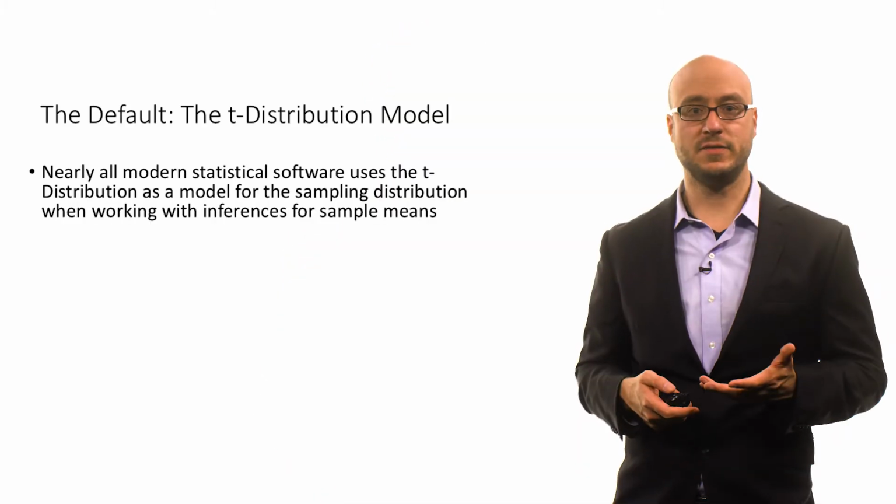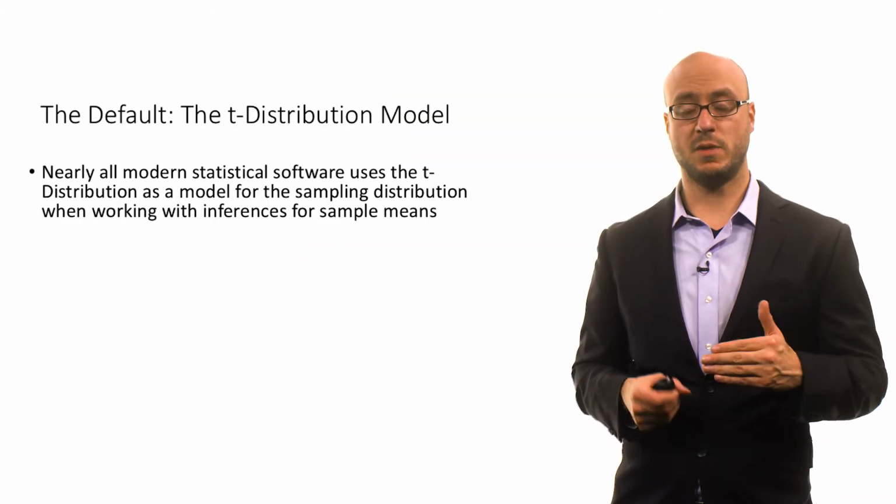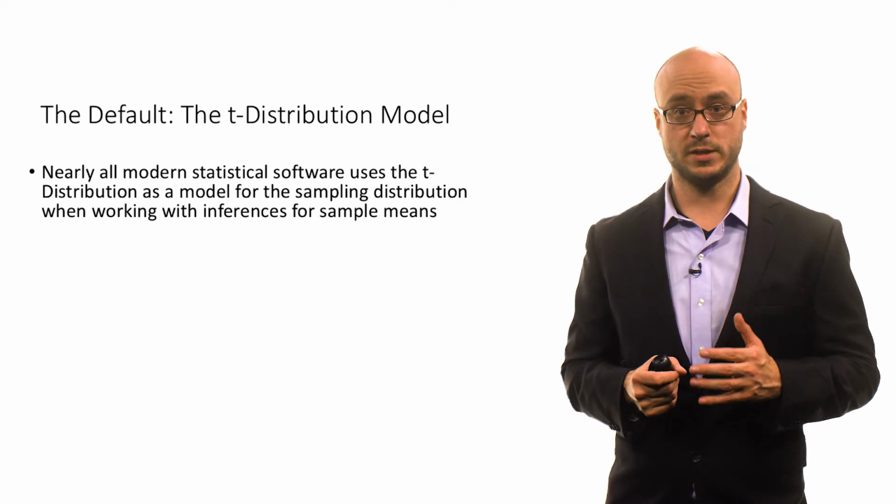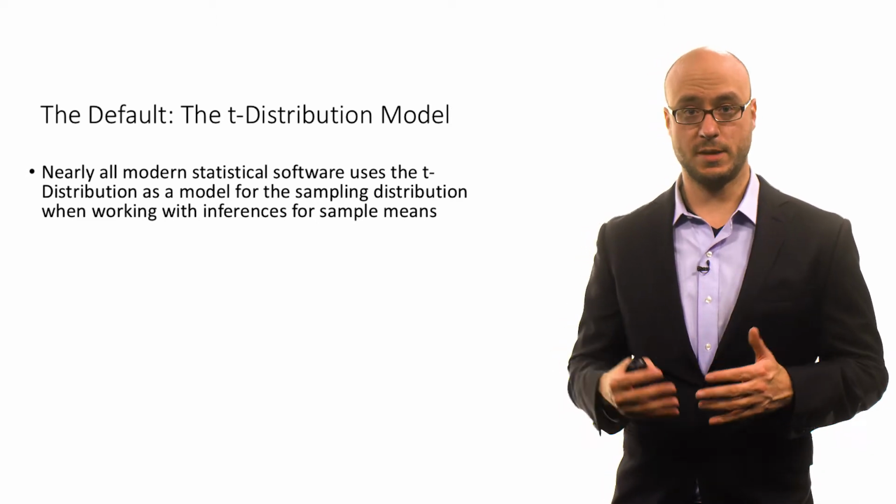The short version of this is that in general, it's really best to use the t-distribution model when you're doing a one-sample inference of the mean. This is the default. Okay? That's because the t-distribution model is a more general version of the normal distribution model. It's appropriate for both small and large samples.